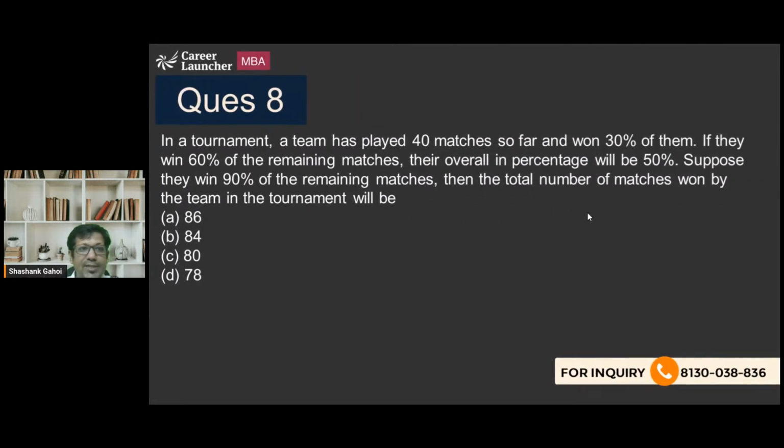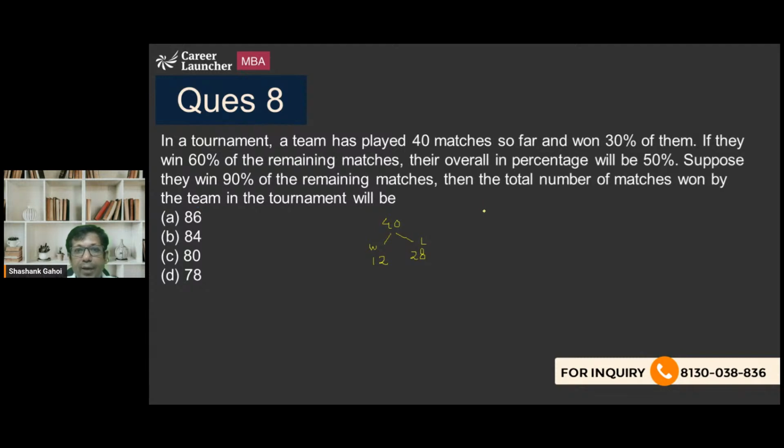Okay. What does it say? In a tournament, a team has played 40 matches so far and won 30% of them. Okay. If they win 40% of the remaining matches, their overall win percent is going to be 50%. Suppose they win 90% of the remaining matches. What is the total number of matches won by the team in the tournament? Okay. So the team has played 40 matches and it has won 30%, which means it has won 12 matches. It has lost 28 matches. Okay. So this is win, this is lose.